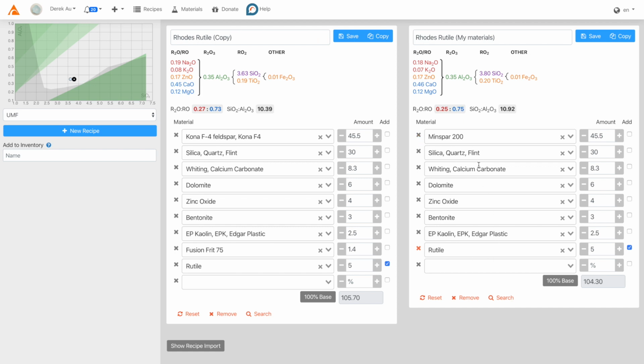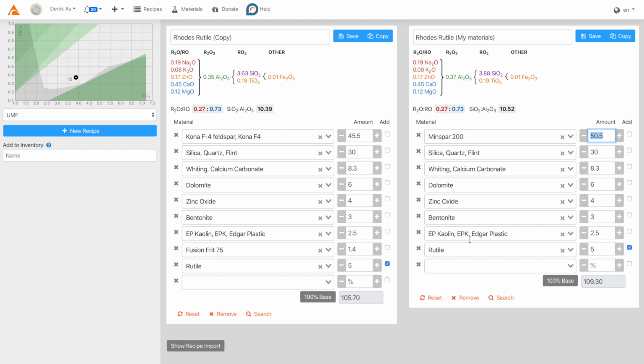All right, so how has that substitution changed our chemical makeup? Well, we have a little bit less R2O, so we can increase that by increasing the feldspar. So I'm going to click the plus sign until we get to 0.27 to 0.73. And now we see that our fluxes are all the same. But as I did that, as you can see here in the graph, the alumina went up and the silica also went up. So I need to remove some of the alumina and some of the silica.